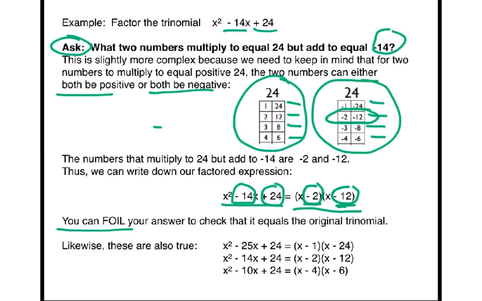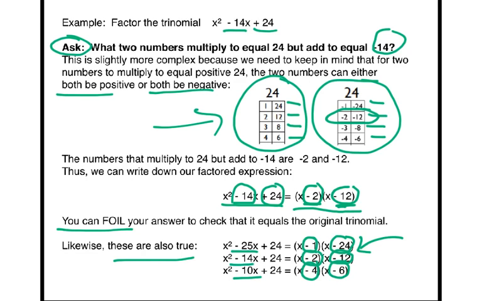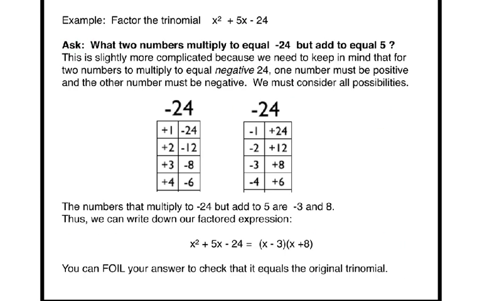Likewise, using these same two factor tables, we can see that all of these factored trinomials are also true, because each number multiplies to equal positive 24, but they add: negative 1 plus negative 24 adds up to negative 25. Negative 2 plus negative 12 adds up to negative 14. And negative 4 plus negative 6 adds to make negative 10. So all of these factored trinomials are correct.